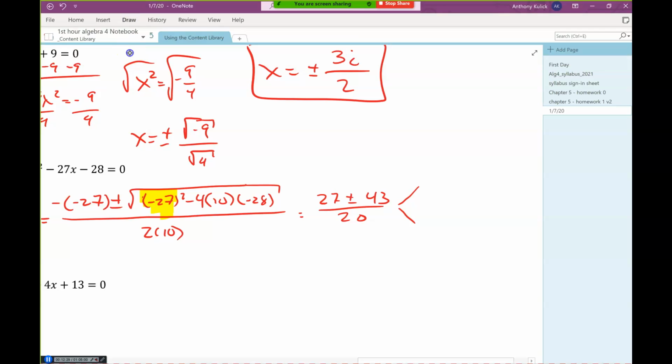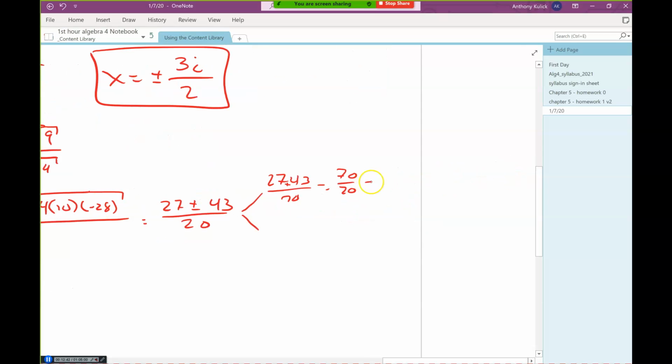Anyways, to get a final answer then, with the plus or minus, I'm going to do 27 plus 43, which is, what's that, 70? That reduces, or 3.5. And then 27 minus 43 is negative 16 over 20, which reduces down to... And since those are both rational answers, I know that this was factorable.